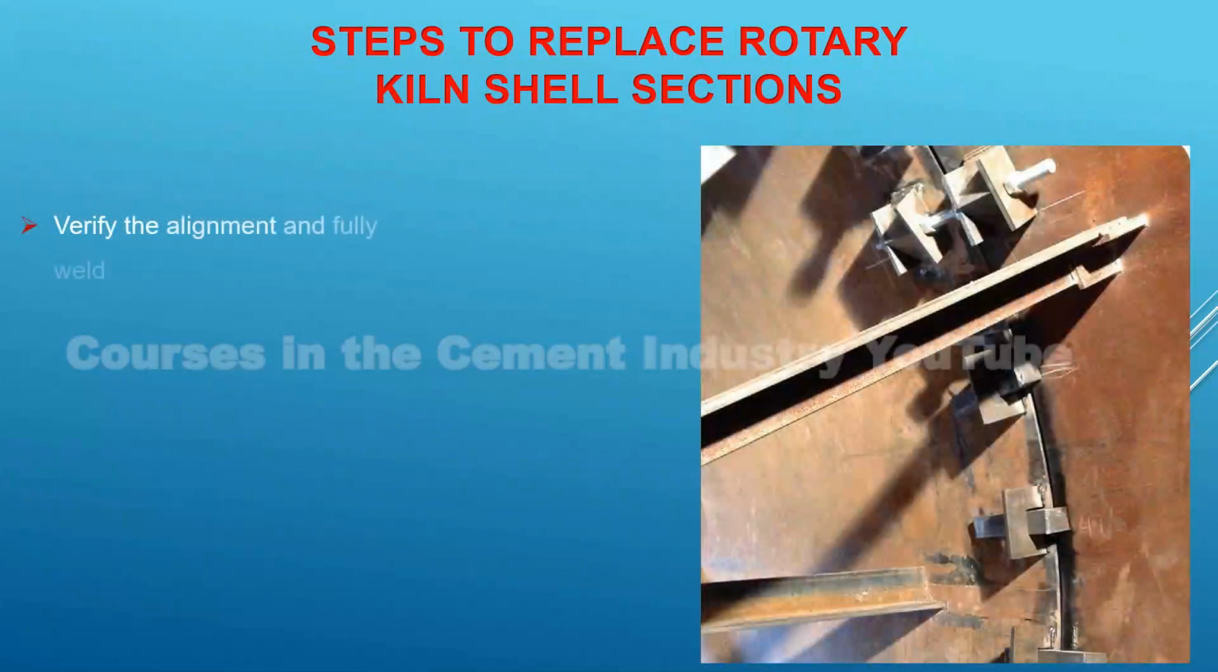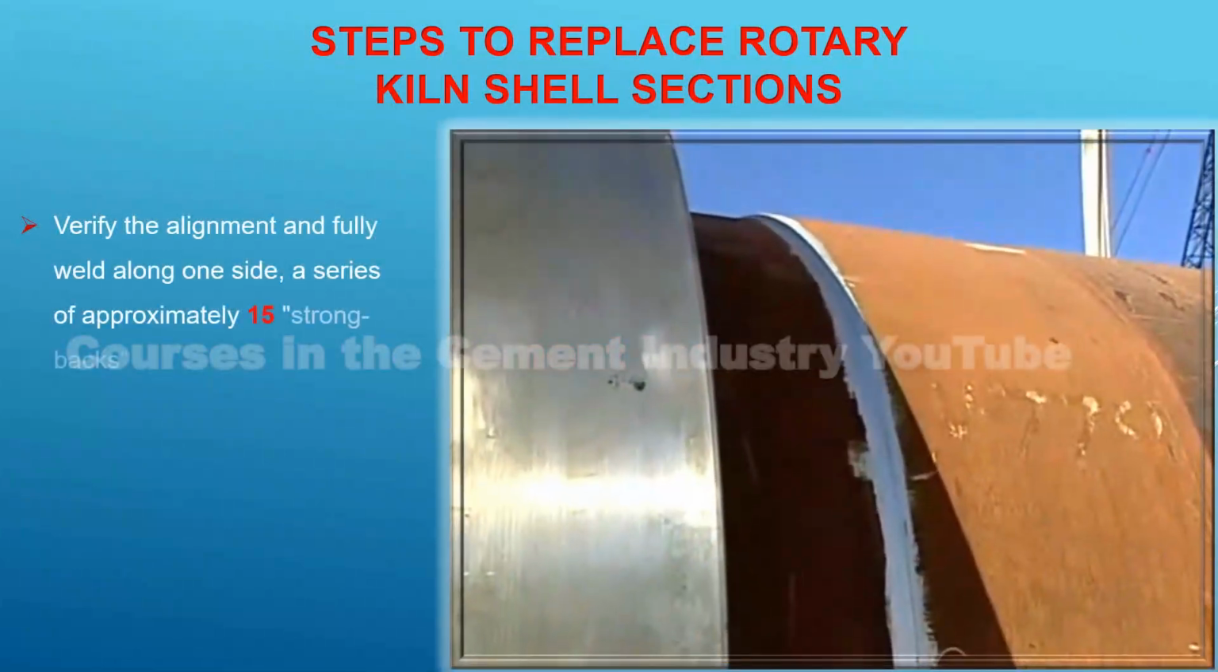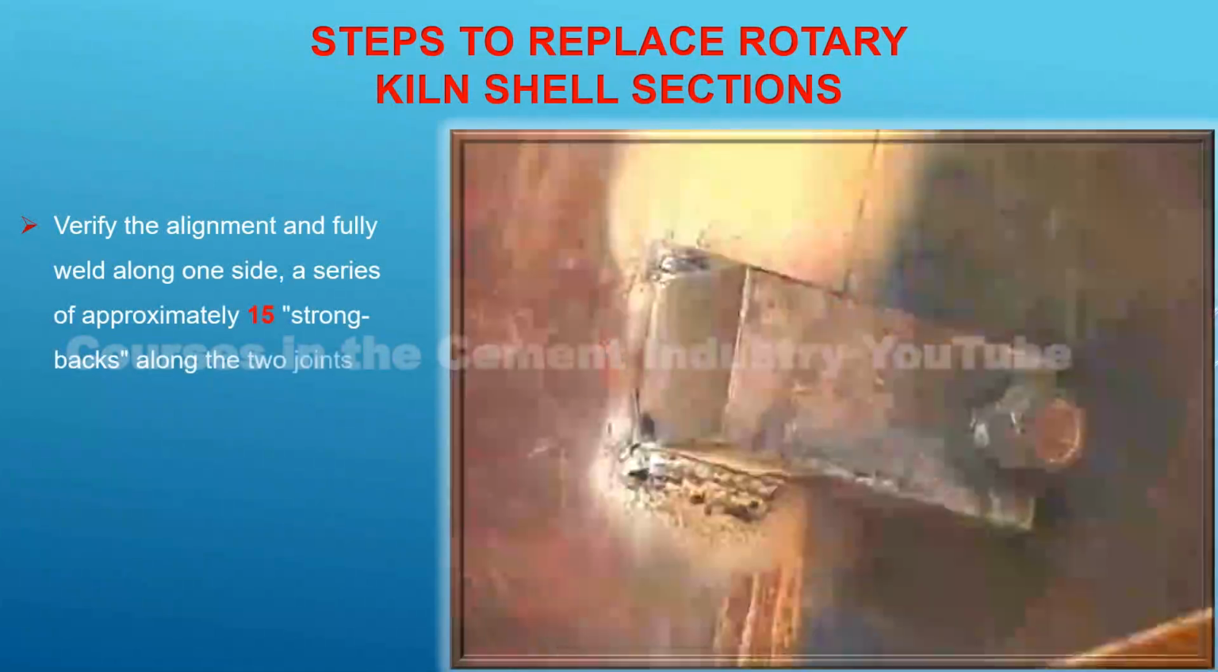Step 14. Verify the alignment and fully weld along one side, a series of approximately 15 strong backs along the two joints.